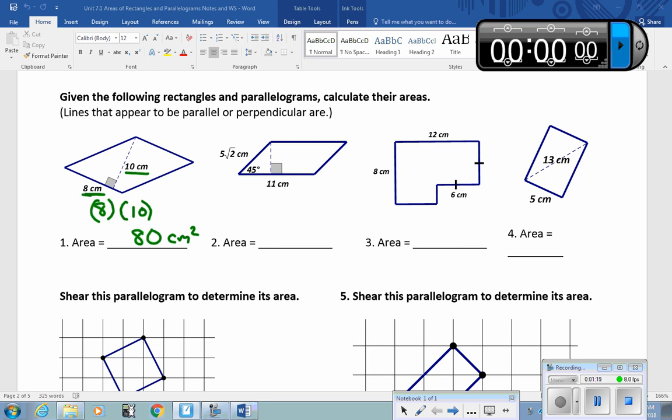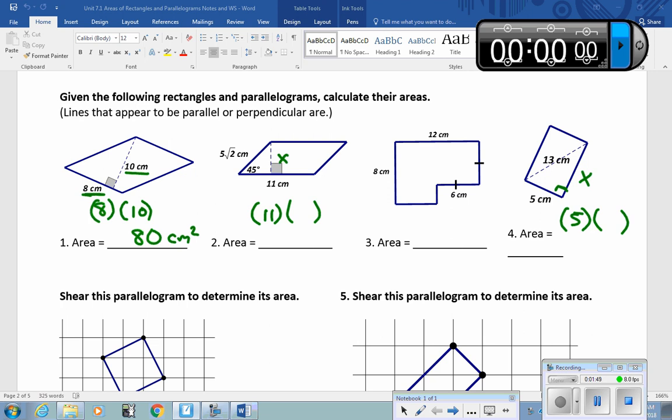Now 2 and 4 are a little different because we have a base of 11, but we don't have the height. So I'm going to mark that with X. We need to figure out what that height is first. And for 4, I'm going to mark a right angle in here. So we got the base of 5, but we don't have the height again. Now we have 13, which is a diagonal line, but that's not the height. Height's got to be vertical.